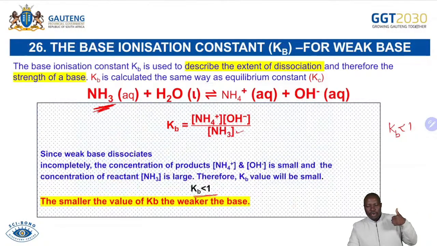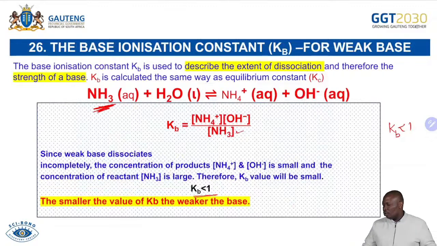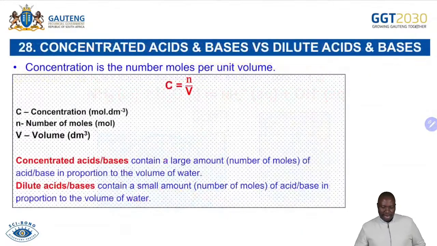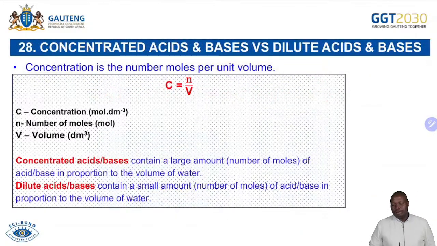Ka value greater than 1, you know strong acid. Ka value less than 1, you know weak acid. Please always have that in your mind. Ka and Kb values are giving you the strength and the extent at which the acid and the base dissociate or ionize respectively. Now, with no waste of time, I've already indicated in terms of dilute and concentrated that when we say concentrated, we are saying we have a large number of moles in proportion to the volume of water.